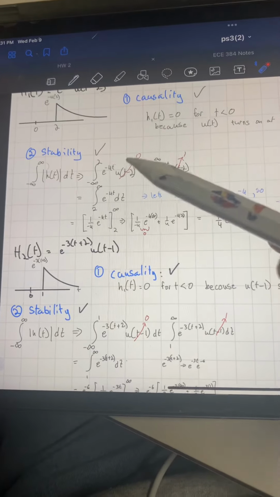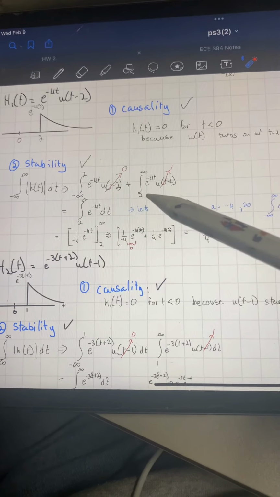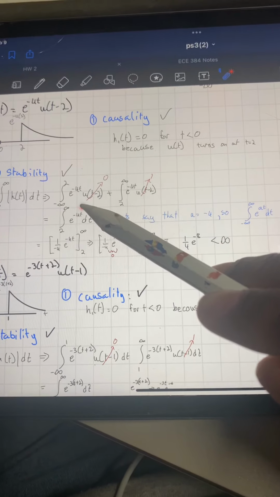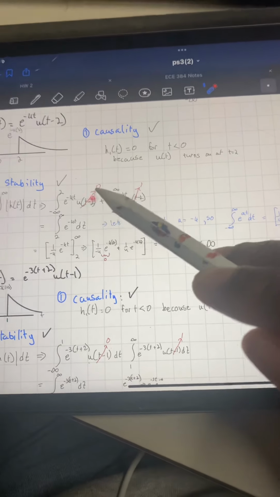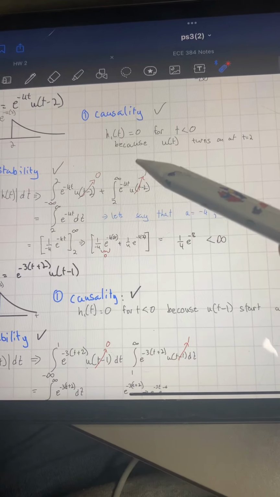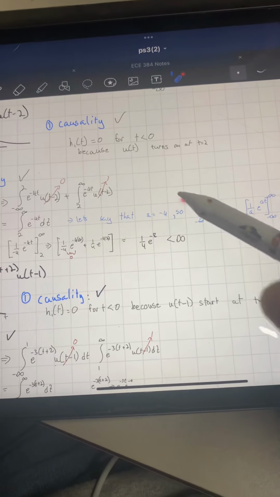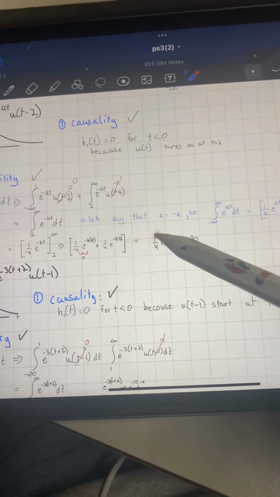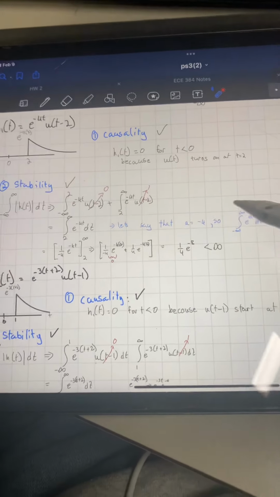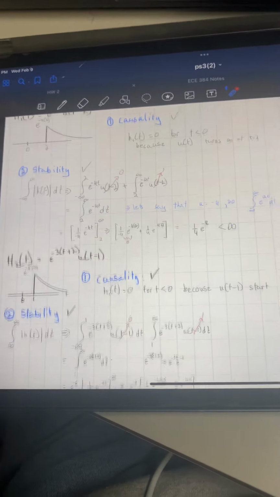For stability, we're looking at the integral. So we're going from negative infinity to 2 and from 2 to positive infinity. Since we know it's a unit step, we can quickly see that the first part turns out to be 0. So we're going to focus on 2 to positive infinity. And because of simple calculus, if you follow this right here, we can see that this integral is equal to 1/2 e to the negative 8, which is less than infinity. So this system does pass the stability test.